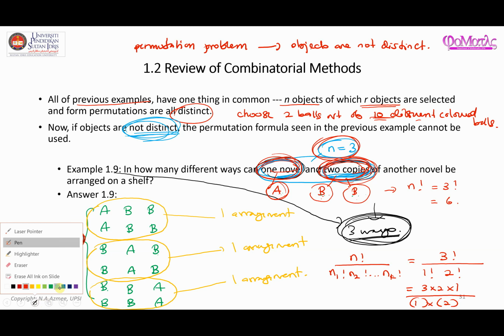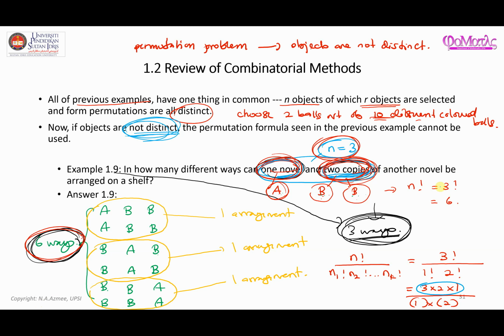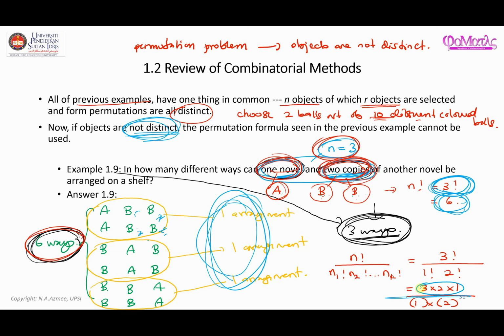So I hope you can see that 3, 2 and 1 here refers to the first part of the exercise that I've done here by assuming that they are distinctive objects. If we assume them to be distinctive objects, then we get 6 different ways of arranging them. But then after you erase the subscripts, remember you've got all the subscripts here, after you erase them, then the number of ways is reduced to 3 arrangements. And you get this 3 arrangements by dividing the result here by the number of permutations for that object.